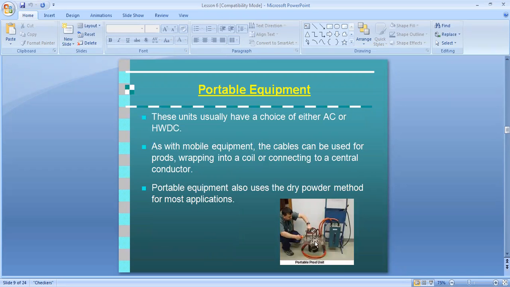So this is also mobile equipment, or we can say portable also. When we are saying portable, if the weight of the equipment is less and it is easily moved from one place to another place, then we can say portable equipment. So these units usually have a choice of either AC or HWDC. So as with mobile equipment, the cable can be used for prods, wrapping into a coil, or connecting to the central conductor.